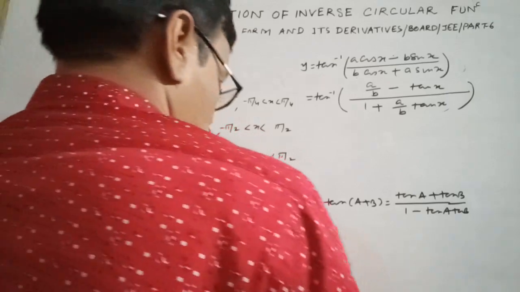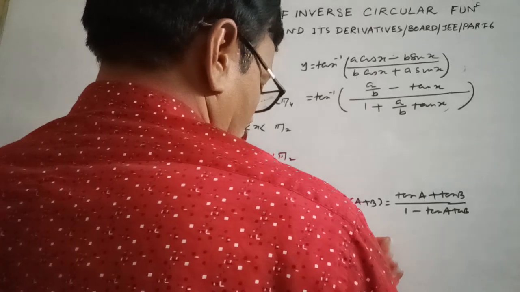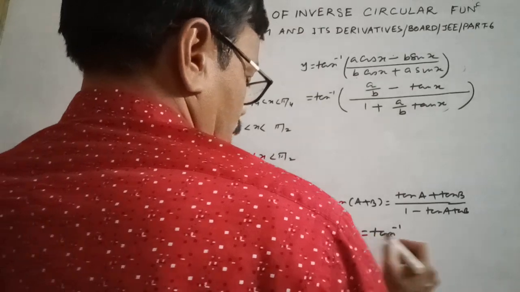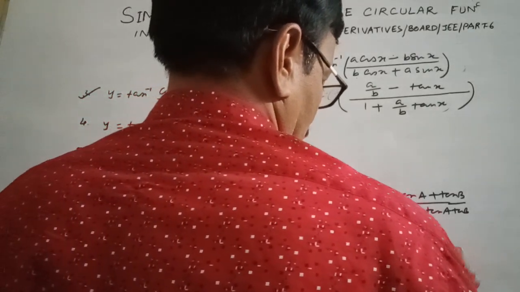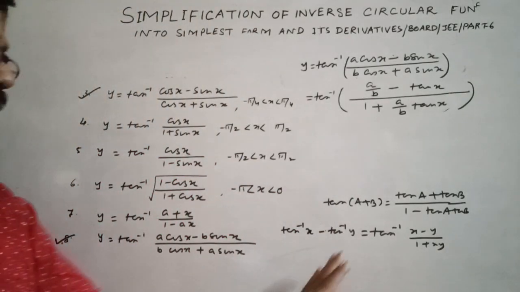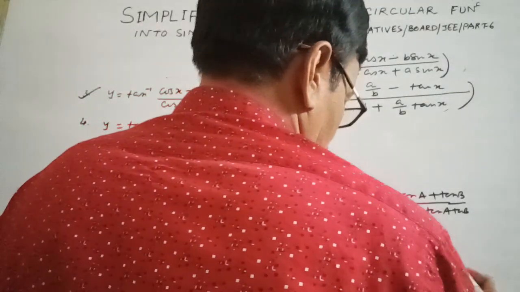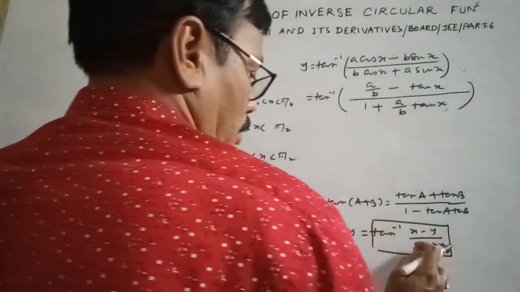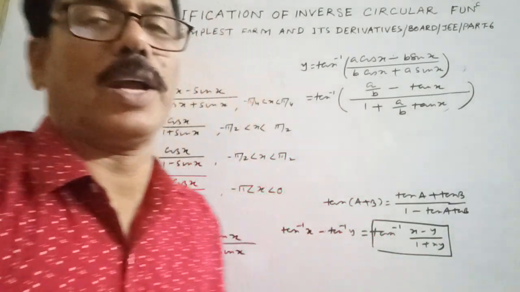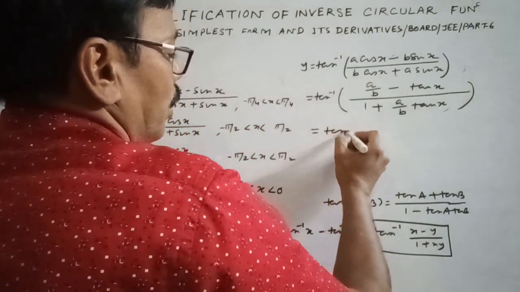Now try to use the formula: tan inverse x minus tan inverse y equals tan inverse of (x minus y) by (1 plus xy). So this is our formula. This is the compact formula. So we can use tan inverse of (x minus y) by (1 plus xy) as tan inverse x minus tan inverse y. So it will be the formula of tan inverse.